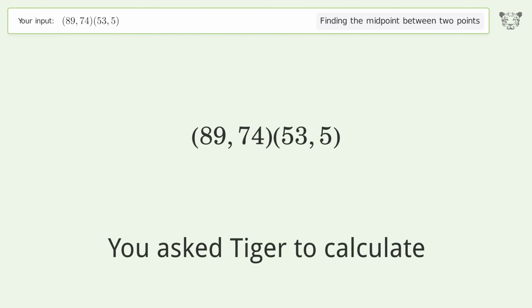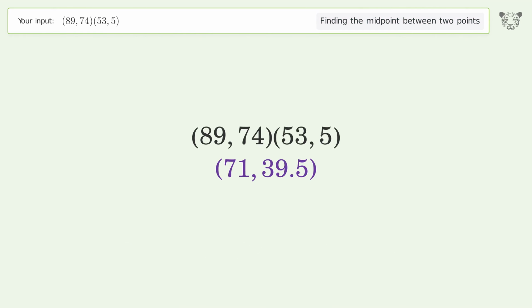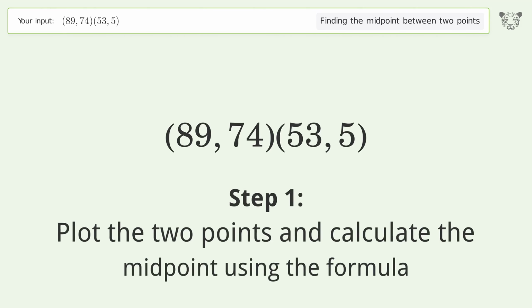You ask Tiger to calculate. This deals with finding the midpoint between 2 points. The midpoint between the 2 points is 71, 39.5. Let's solve it step by step. Plot the 2 points and calculate the midpoint using the formula.